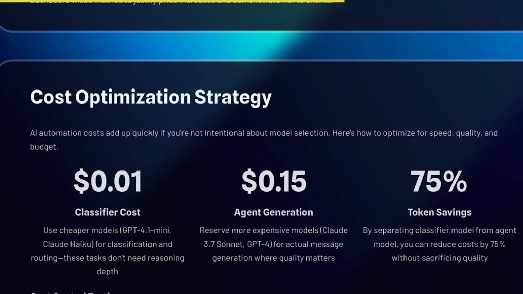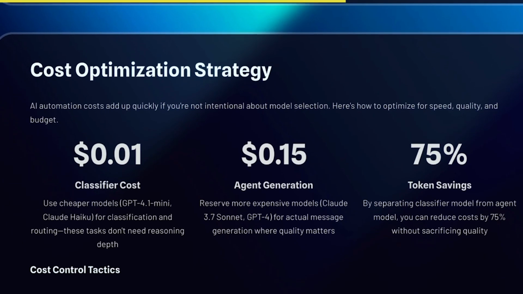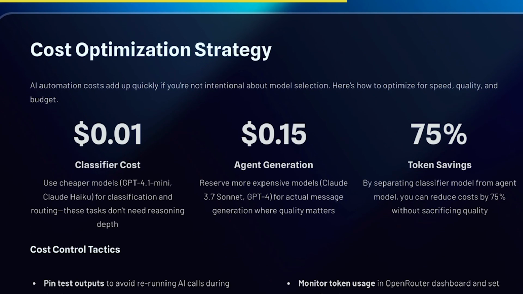Here are the typical costs you can expect with running this system. AI automation costs add up quick if you're not intentional about the model selection. Classifier costs about a penny. Agent generation about 1.5. And then token savings: by separating the classifier model from the agent model, you essentially reduce costs by 75% without sacrificing quality. We got you. Don't worry.